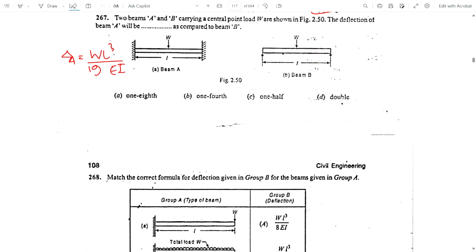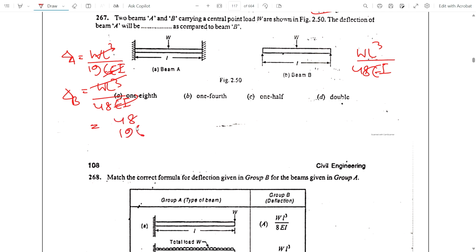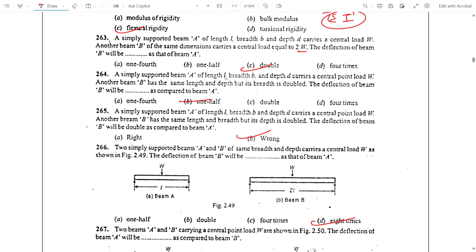It should be 196 EI, you see. And this is the simply supported beam, W L cube by 48 EI. So del B is equal to WL cube by 48 EI, cancel this. 48 goes on top, 196 remains below. So how much is 196 divided by 48? This is almost 4, so the ratio is 1:4 and the option is 1/4.